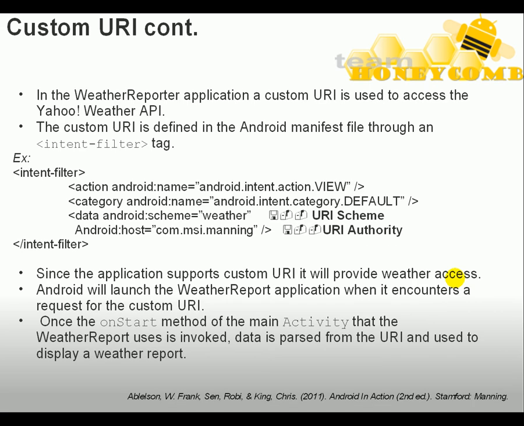In the weather reporter application, a custom URI is used to access the Yahoo Weather API. The custom URI is defined in the Android manifest file through an intent filter tag. And here's an example of that intent. You see that it has an action, a category, and a data element right below it, and the data is split up into the URI scheme and URI authority. Since the application supports custom URI, it will provide weather access. Android will launch the weather report application when it encounters a request for the custom URI. Once the onStart method of the main activity that the weather report uses is invoked, data is parsed from the URI and used to display a weather report.